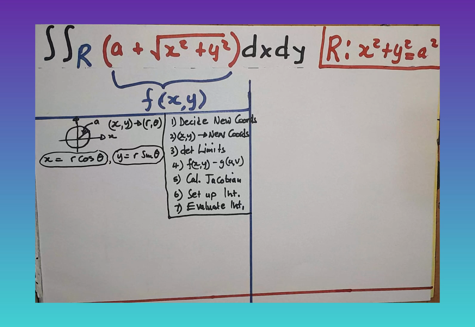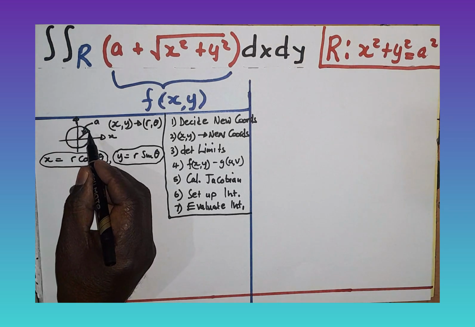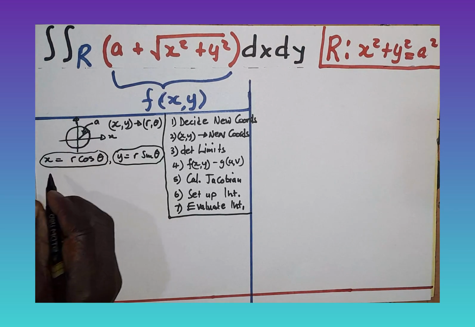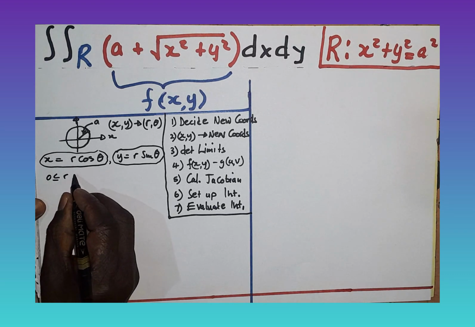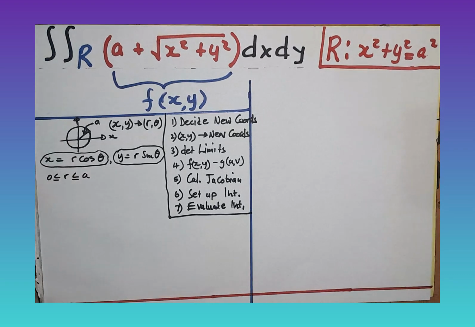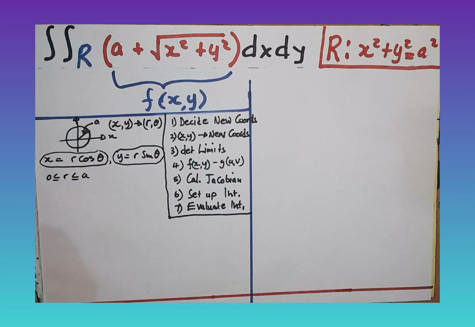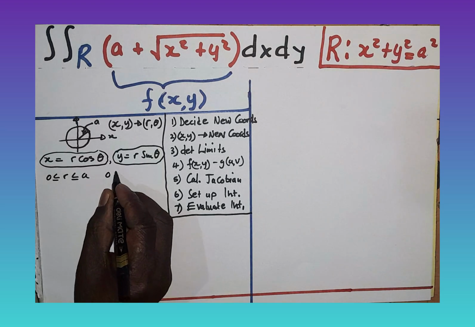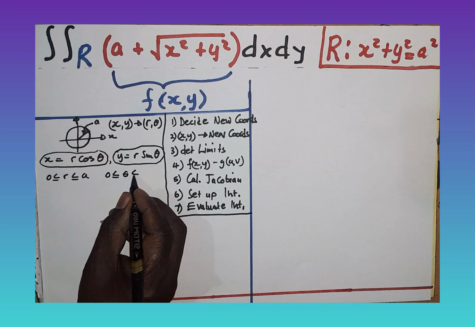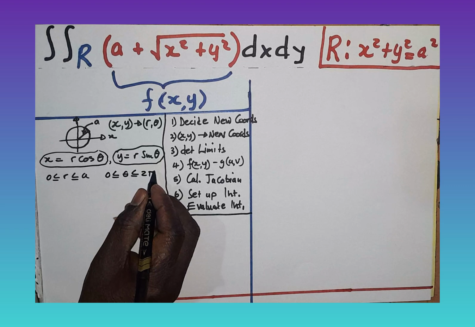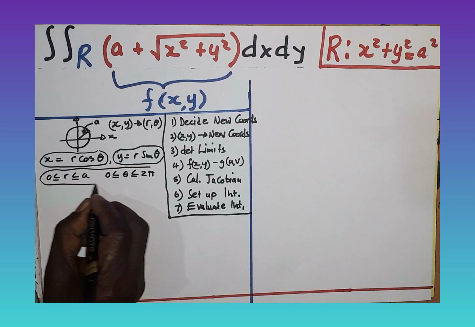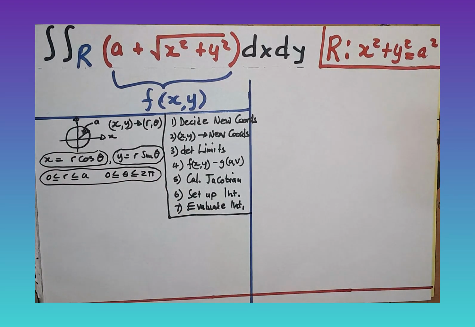Let's determine the limits of integration in terms of our r and our theta. We know that this is a circle of radius a, so our r ranges from 0 up to a. So we have 0 is less than r, which is less than a. What about our theta? Our theta ranges from 0 all the way up to 2 pi. So we have 0 is less than theta, which is less than 2 pi. So these are our limits of integration.